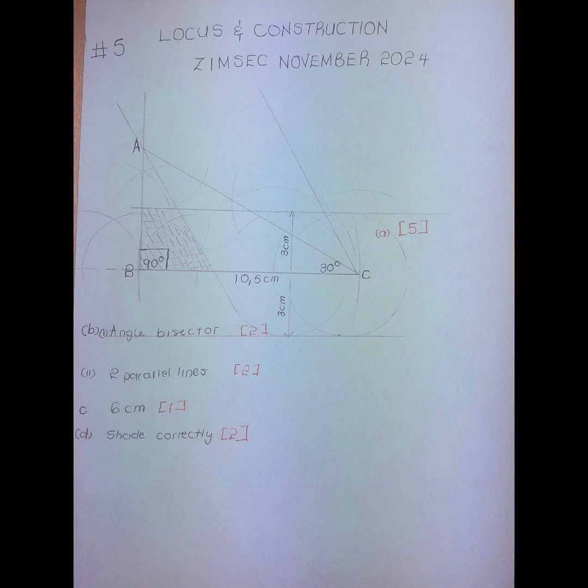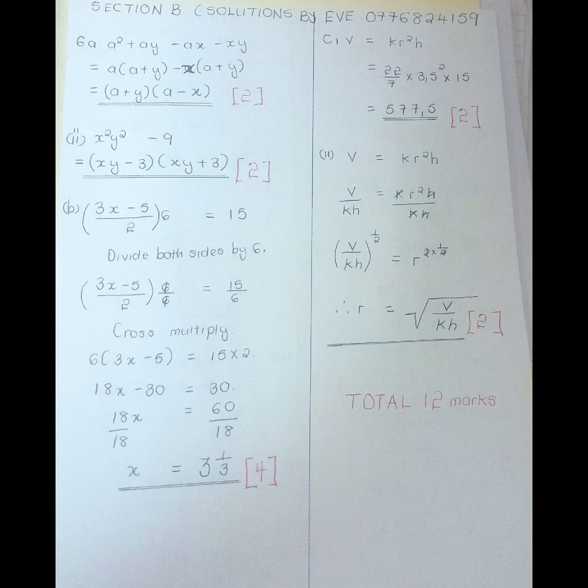Let us move on to section B. Section B, the first question was on factorization. A squared plus ay minus ax minus xy.